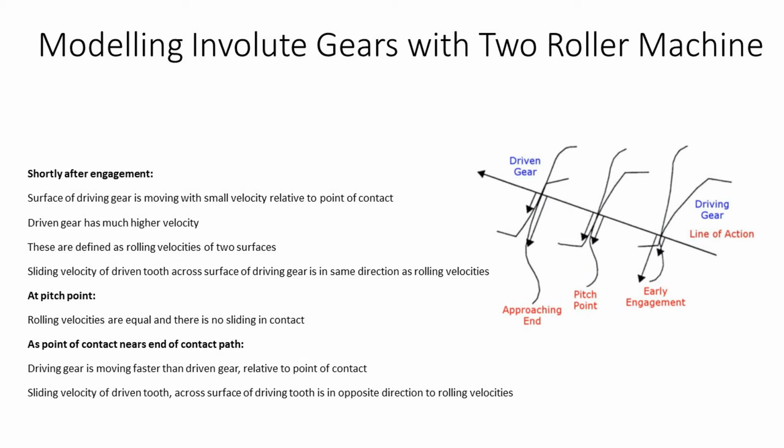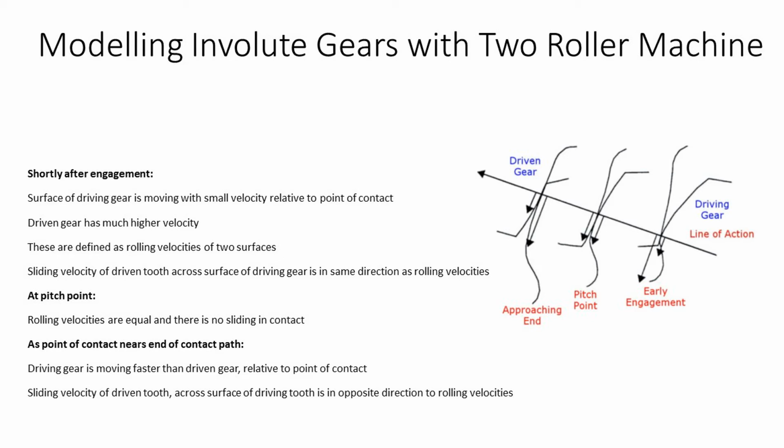Shortly after engagement, the surface of the driving gear is moving with a small velocity relative to the point of contact, whereas the driven gear has a much higher velocity. These are defined as the rolling velocities of the two surfaces. The sliding velocity of the driven tooth across the surface of the driving gear is in the same direction as the rolling velocities, and is conventionally described as a negative sliding velocity. At the pitch point, the rolling velocities are equal and there is no sliding.